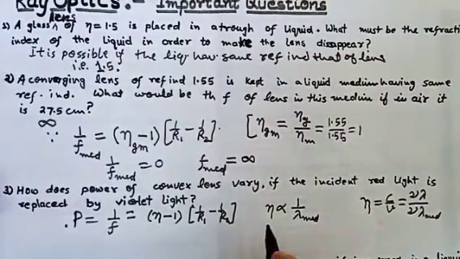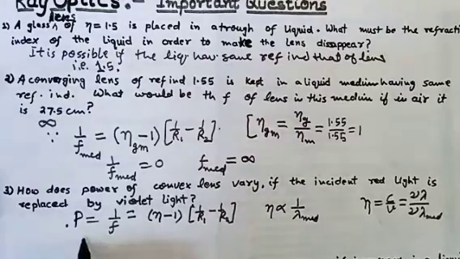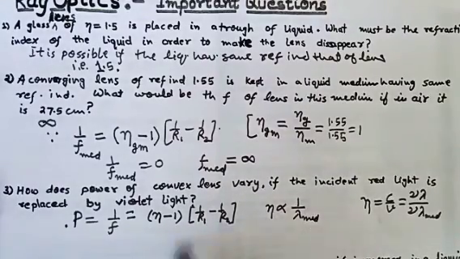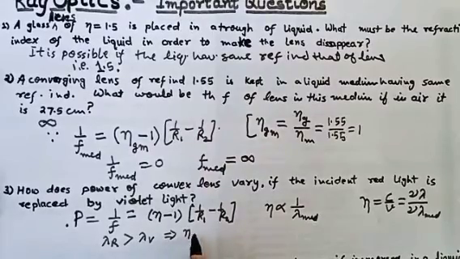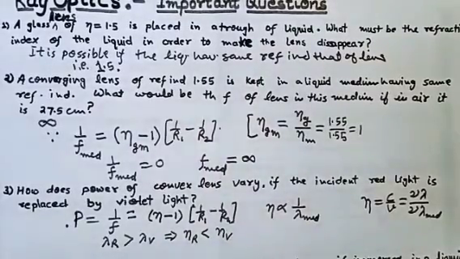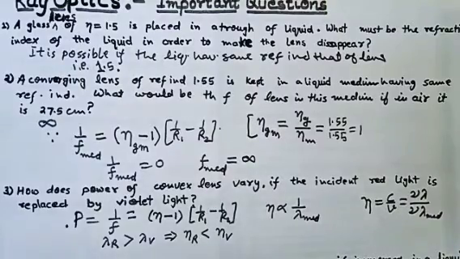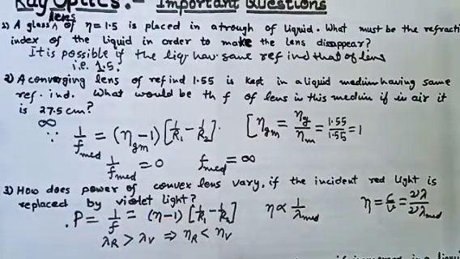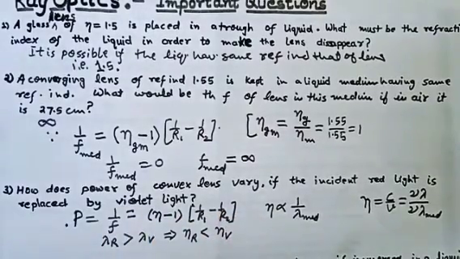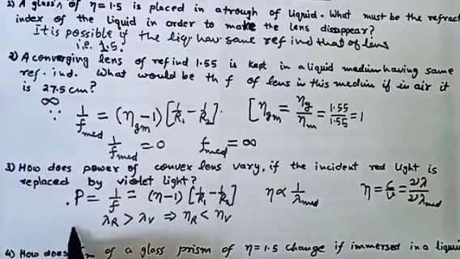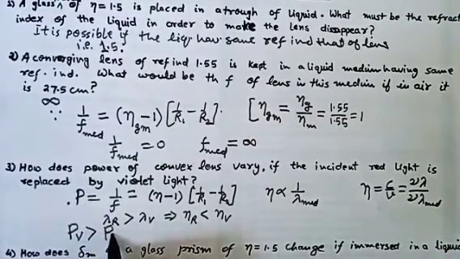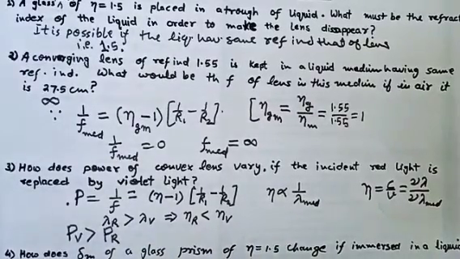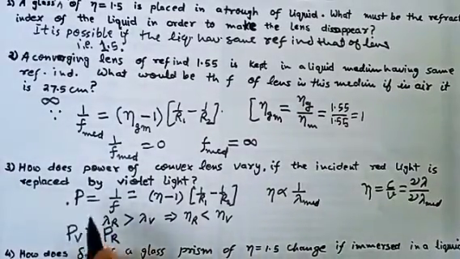Okay, so next thing. Now, since eta is inversely proportional to lambda medium, and lambda of red is greater than lambda of violet, this implies that eta of red is less than eta of violet. And therefore, power is in direct relation with eta, according to the lens maker formula, we can conclude that power for violet will be greater than power for red. Or if you want to give this answer directly, yes, you can go with it.